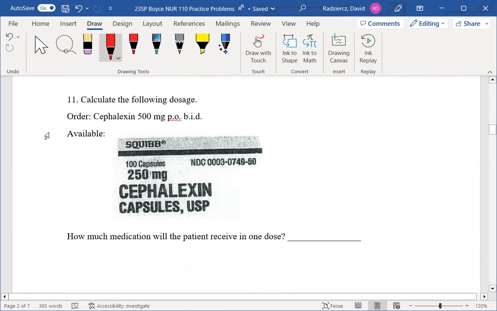All right, let's look at another example. This one should be pretty straightforward. What do you guys get if you have cephalexin 500 milligrams? You have your label there. How much would you give in one dose?